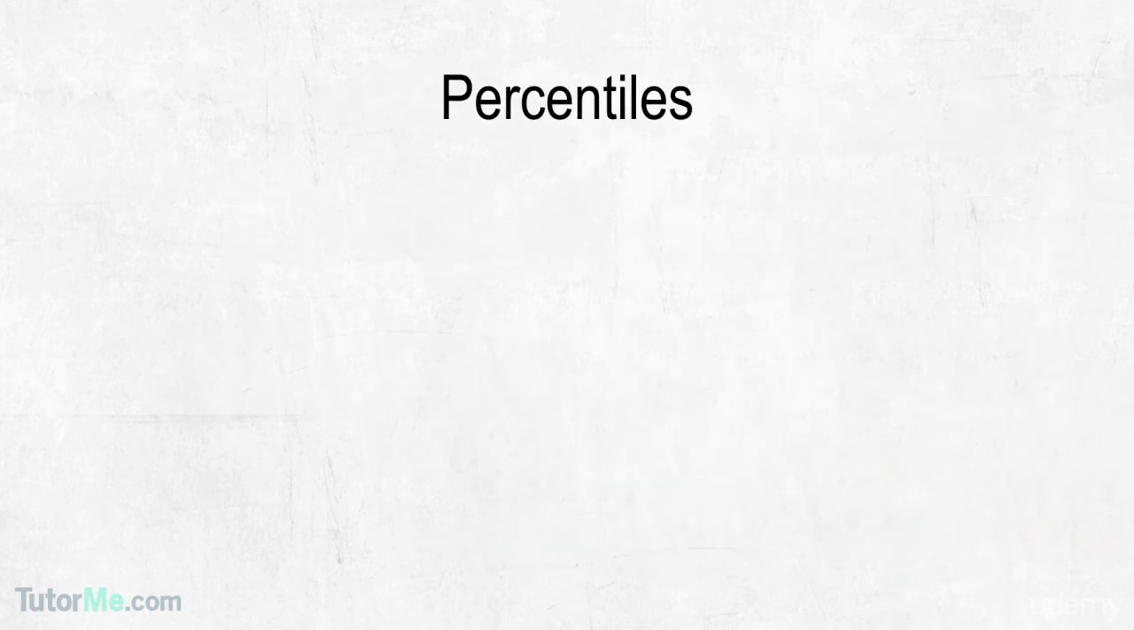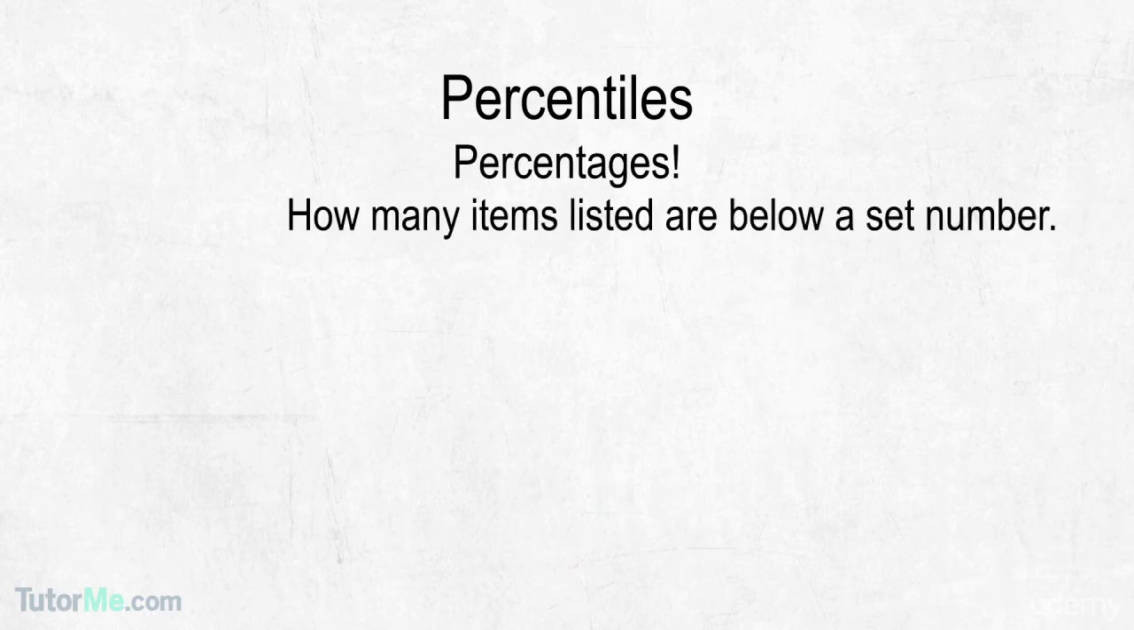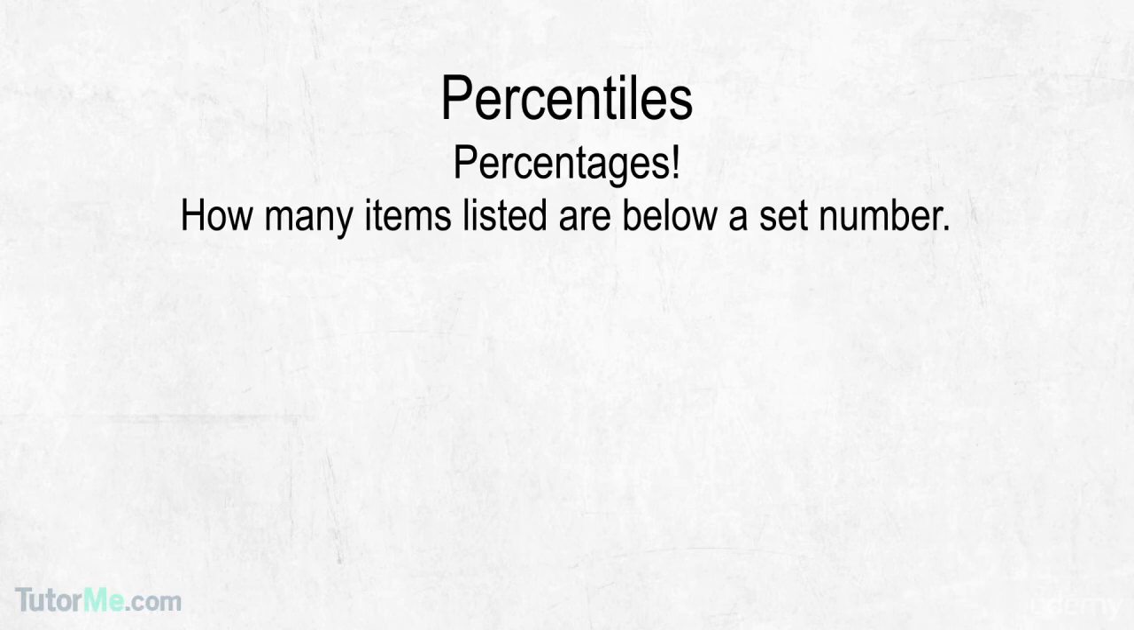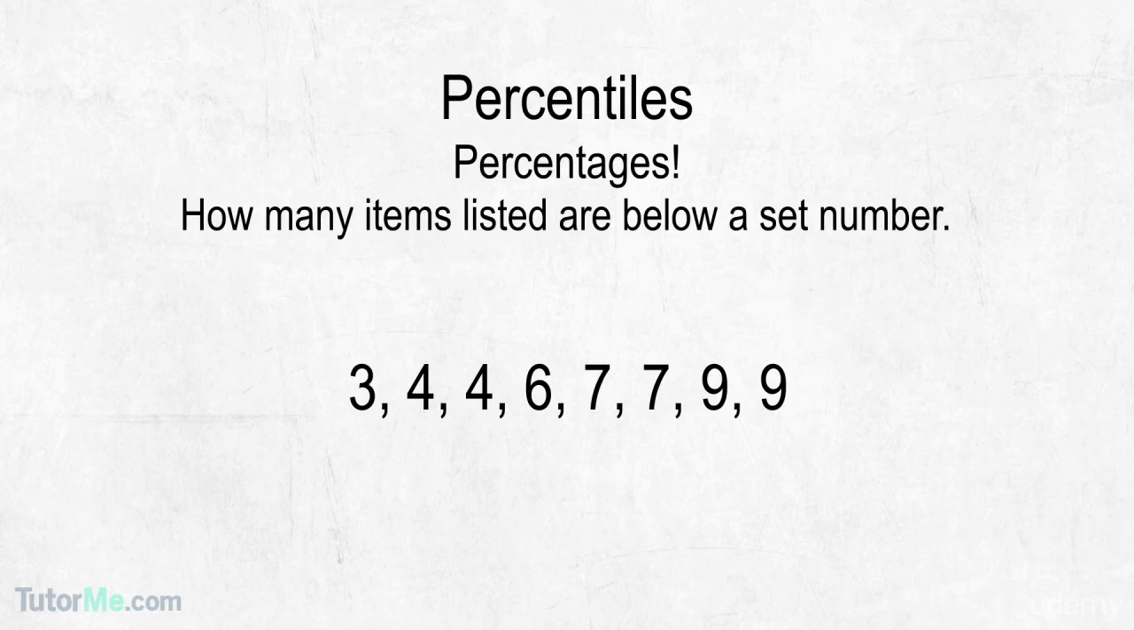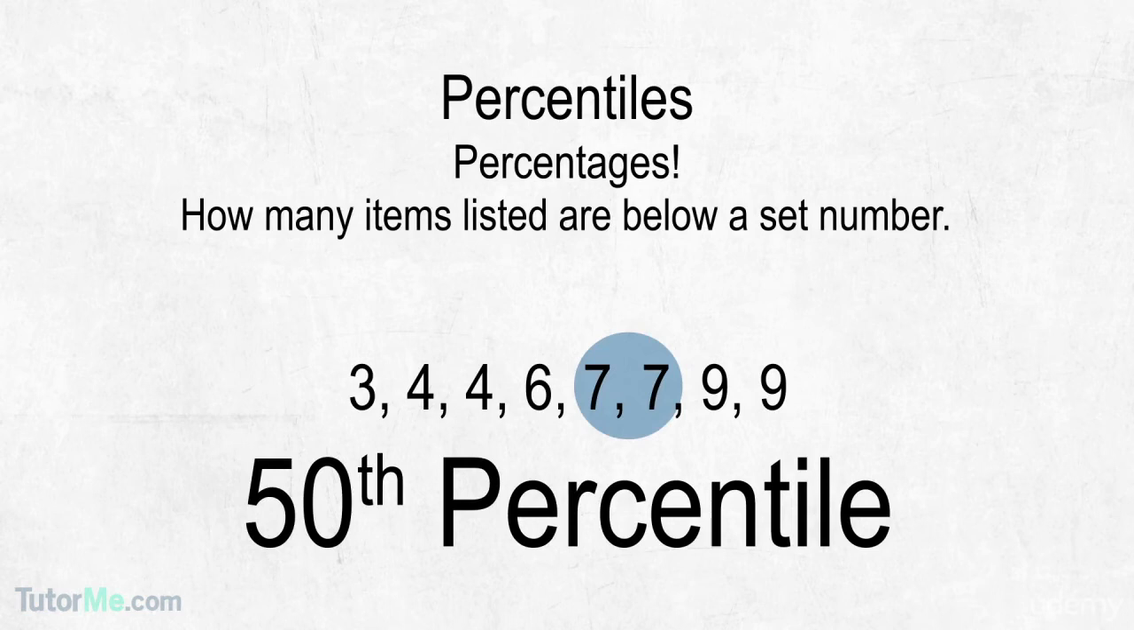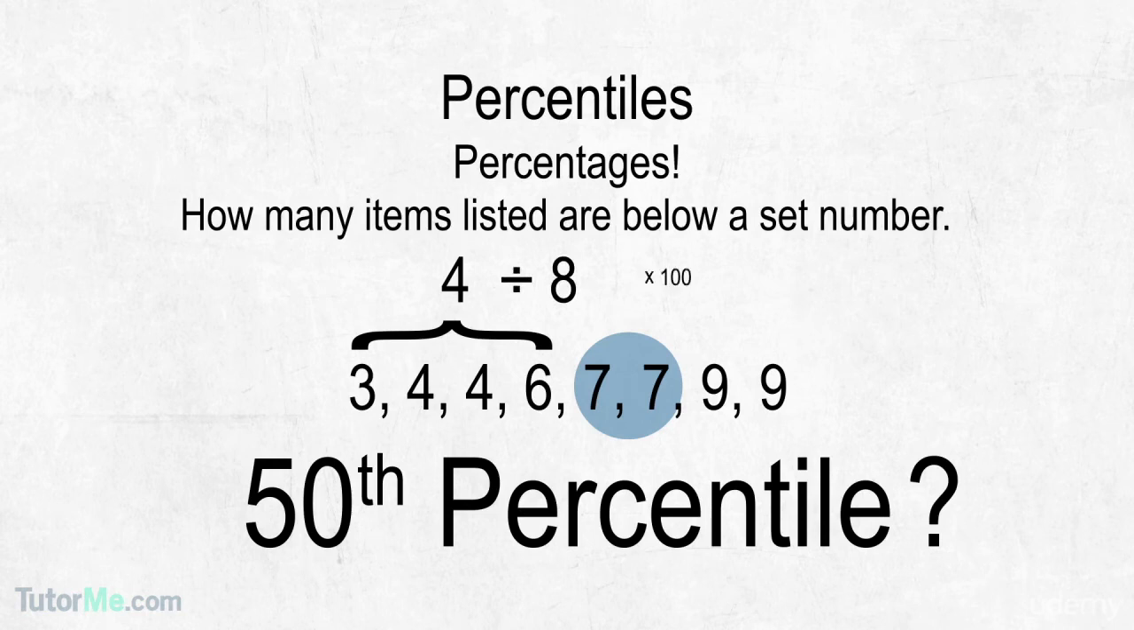Let's take a look at percentiles. Percentiles are just what they sound like, percentages, except these percentages show how many items listed are below a set number. So for the list of numbers 3, 4, 4, 6, 7, 7, 9, and 9, the percentile rank for 7 is 50. Well, how did we get that? You just have to count how many numbers are below that number, divide it by the total number, and multiply it by 100 to get your percentile value.